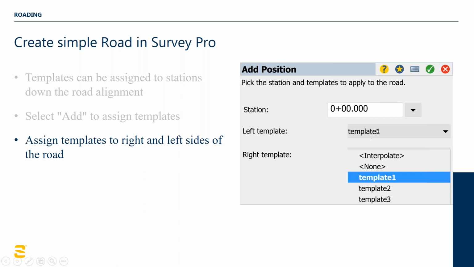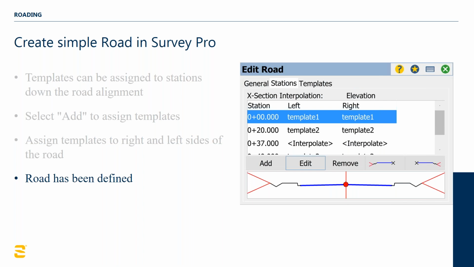And you can see I'm going to use template number 1 on the left and template number 1 on the right. And this is where I can assign different widths, different forms, different shapes to the road left and right, even though everything I built is on the right. The road has been defined.